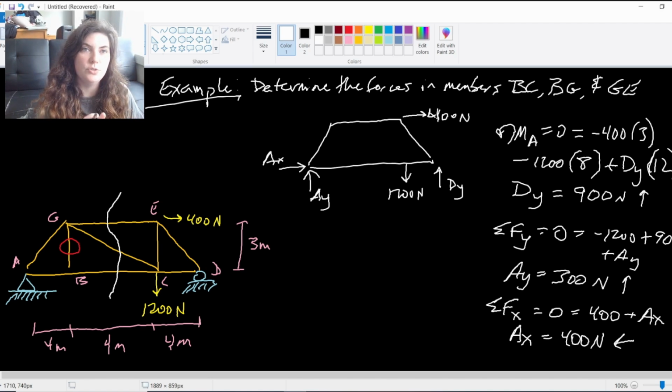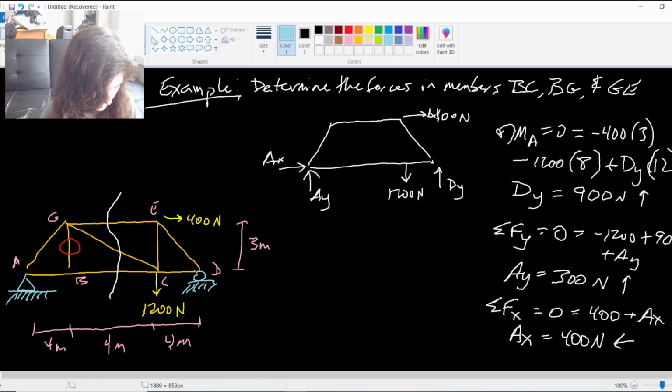So those are the first two steps. Again, this is the exact same way you would do it if you were doing method of joints. First two steps are always going to be the same, solve for the reaction. Now we'll get to the point where they differ, which is splitting it along this section line. So let's draw our free body diagram for that.